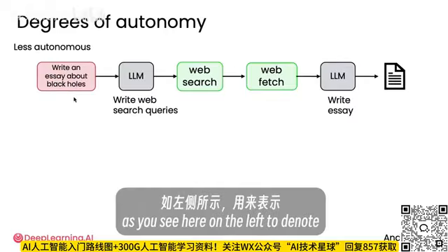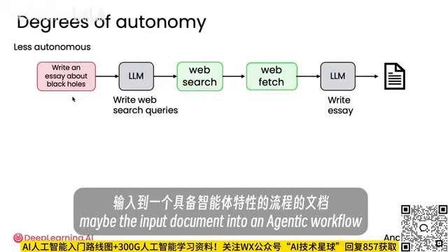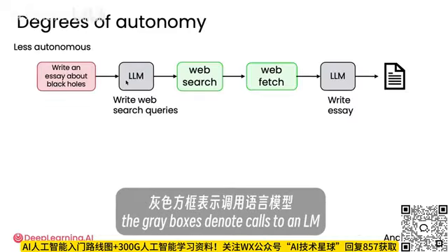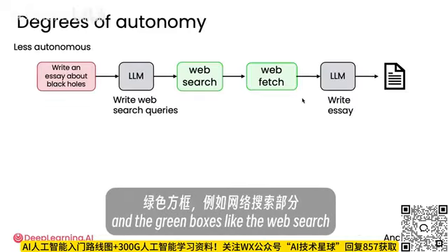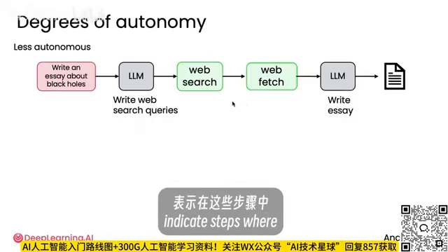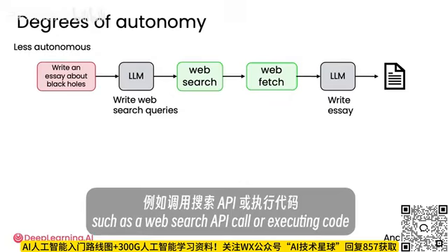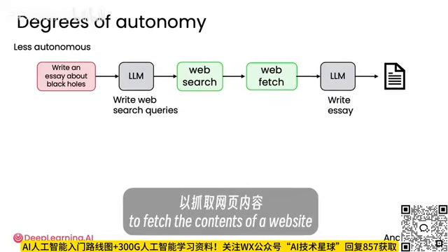In terms of notational convention, throughout this course, I'll use the red color, as you see here on the left, to denote the user input, such as a user query in this case, or in later examples, maybe the input document into an agentic workflow. The gray boxes denote calls to an LLM, and the green boxes, like the web search and the web fetch boxes that you see here, indicate steps where other software is being used to carry out an action, such as a web search API call or executing code to fetch the contents of a website.